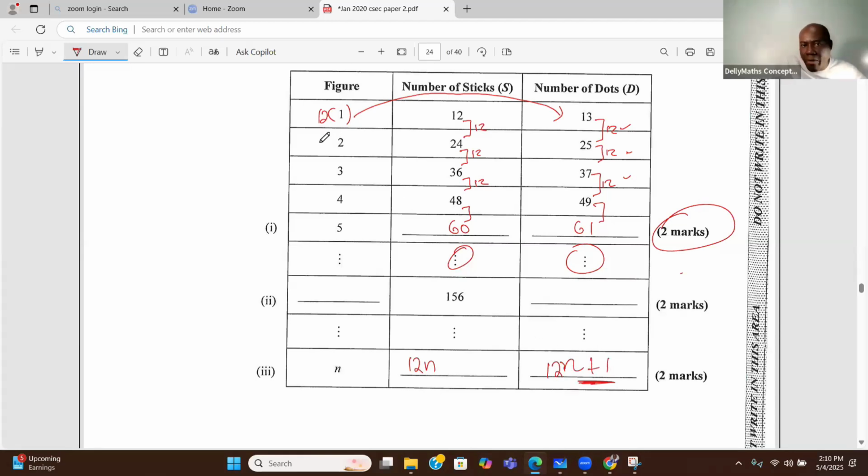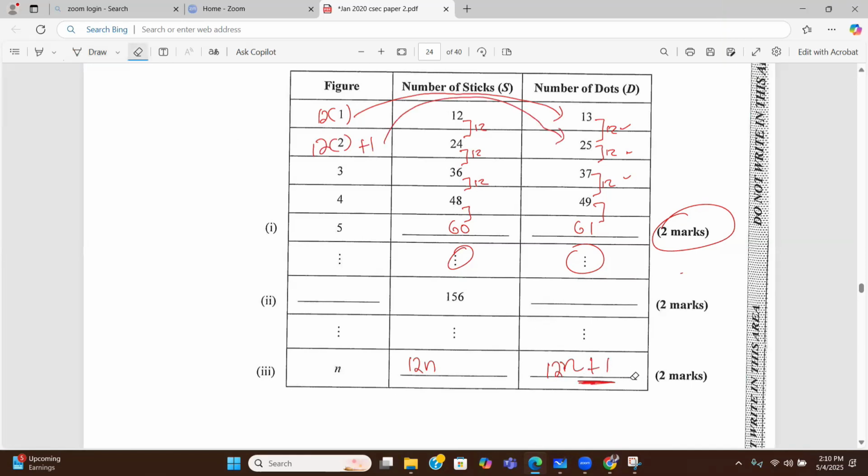So we're going to work it now and see if it works. We're going to go 12 times 2 and then add 1 and see if it works. 12 2s, 24. Plus 1, 25. It works. So that means, look at the bottom now. Look what we have in the nth column. One of them is 12n, the other one is 12n plus 1. And it does make sense.